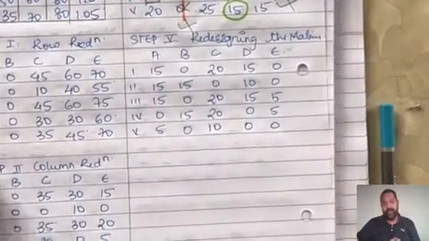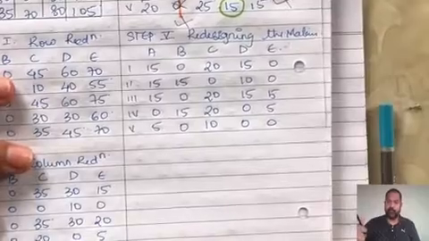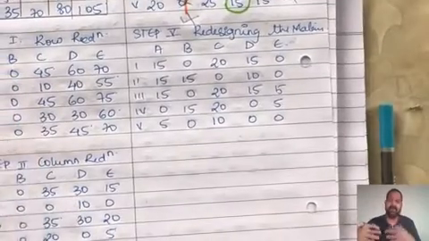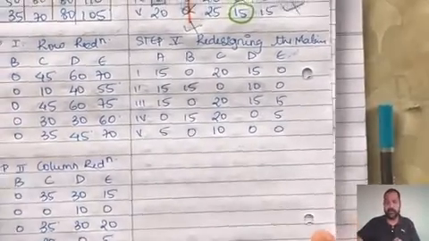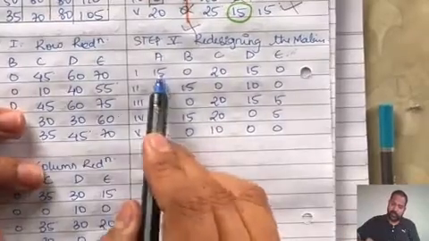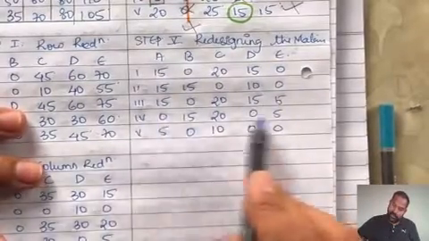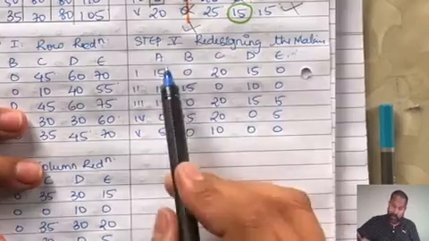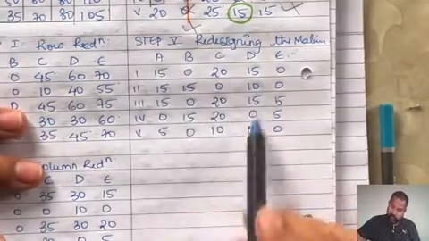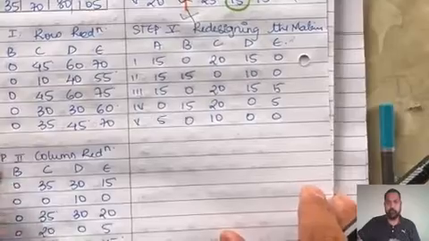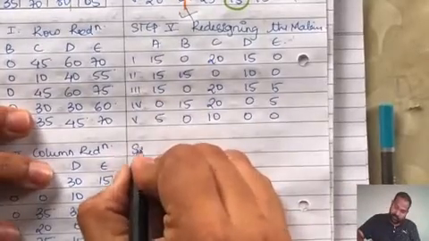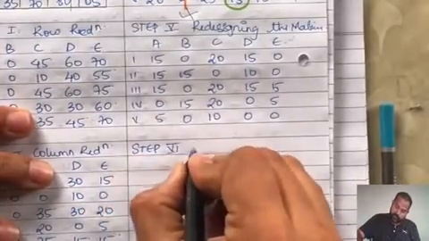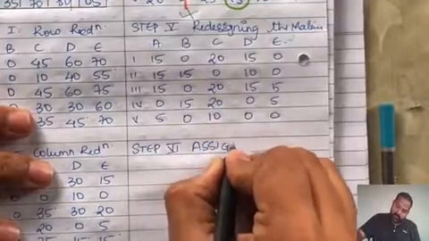This is your new redesigned matrix. Step 1 row reduction, step 2 column reduction, if at all required, assignment. Check row reduction. Every row already has a 0. Fantastic. Column reduction. Every column also has a 0. Well, then let's go to step 6. Step 6 is going to be assignment.